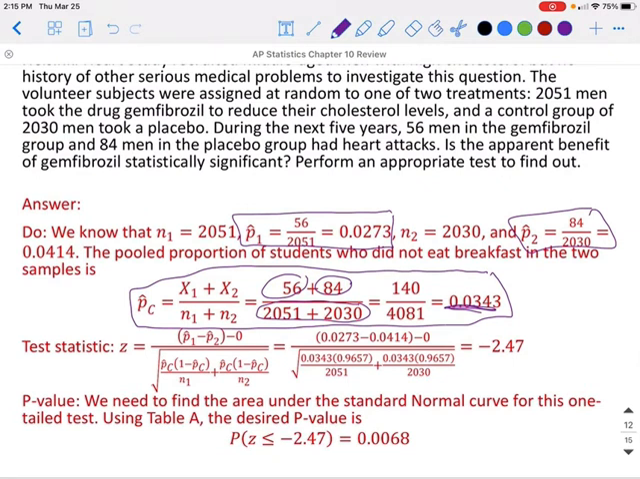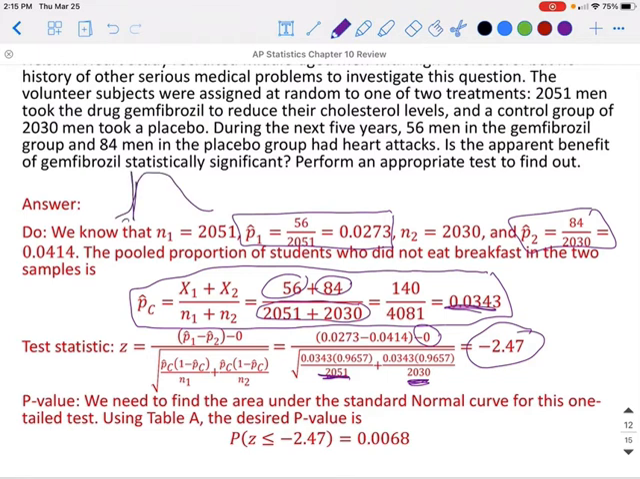Now to find our test statistic, we're going to do this z. So we're going to do our p-hat 1 minus p-hat 2 minus our hypothesis, which is 0, over the standard deviation for our sampling distribution using this pooled data. So since the probability of success for the pooled data is 0.0343, that's going to be our probability of success times the probability of failure over the sample size for population A, and then probability of success and failure for the pooled data over the sample size for sample 2. And this will give us a z-value of negative 2.47.